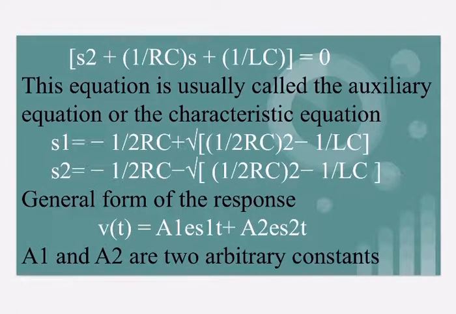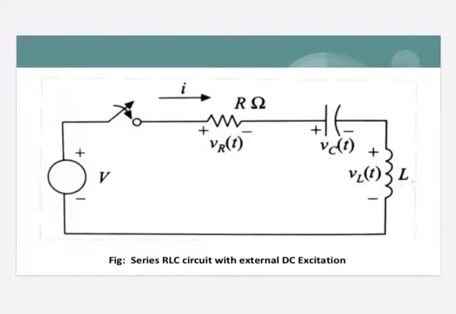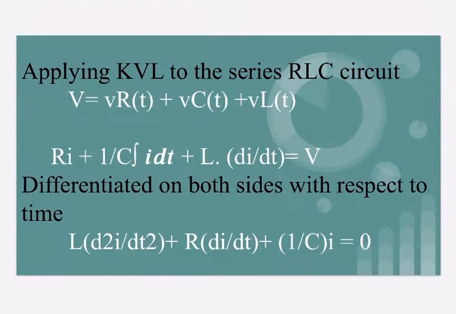Coming to the next, we have a series RLC circuit with external DC. Here also we have to apply KVL to the series circuit, so that we have the equation V is equal to VR of t plus VC of t plus VL of t. We have three elements in series: resistance, capacitance, and inductor. So we apply KVL: V is equal to VR of t plus VC of t plus VL of t.